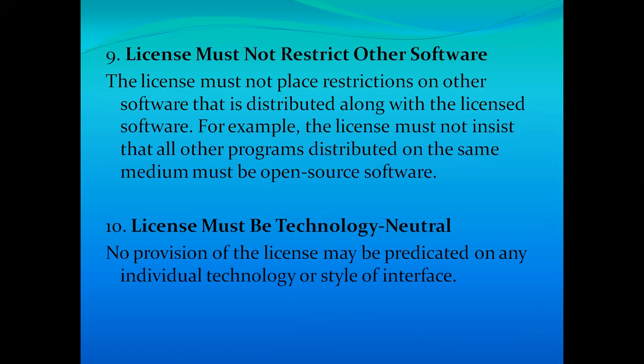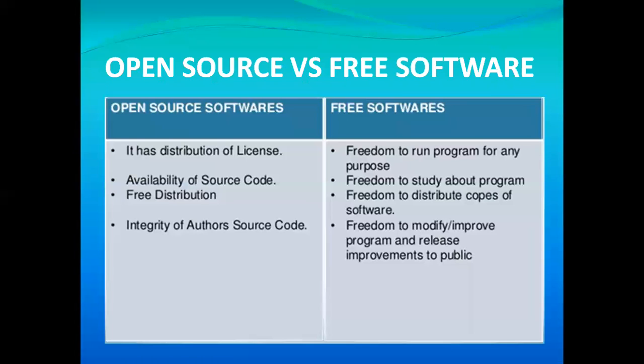Number 10, license must be technology neutral. No provision of the license may be predicated on any individual technology or style of interface. Technology neutral means the software must be able to be used in any type of technology or style.